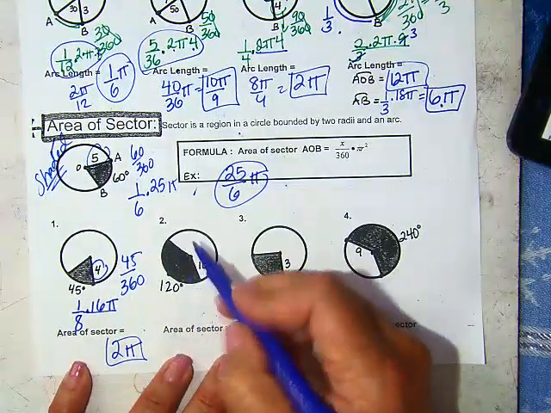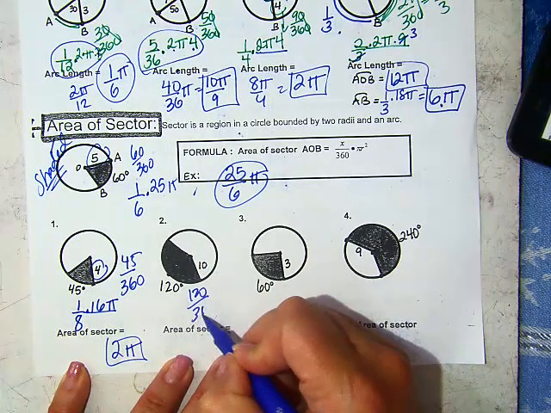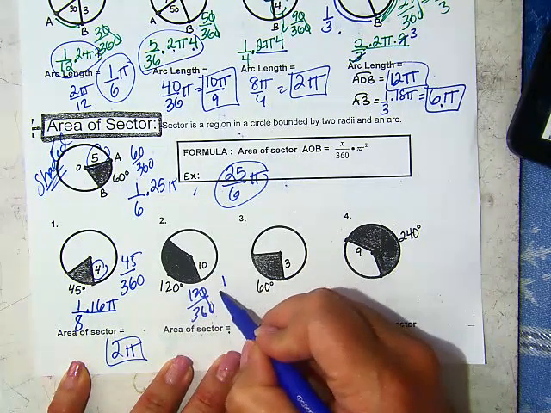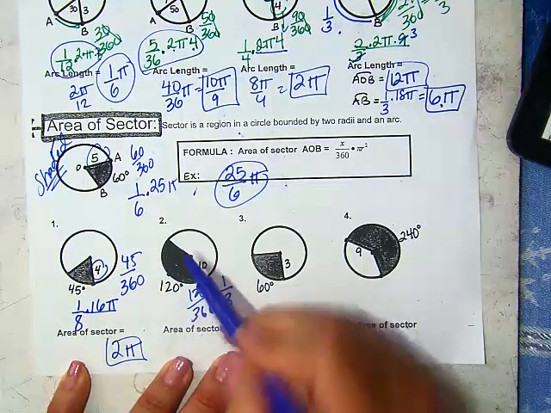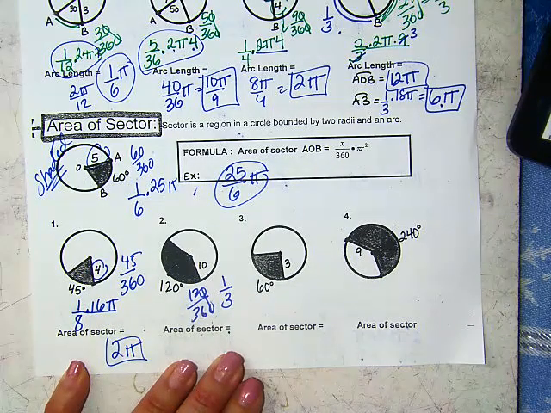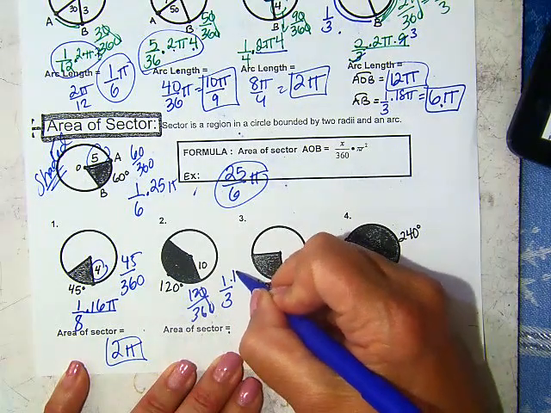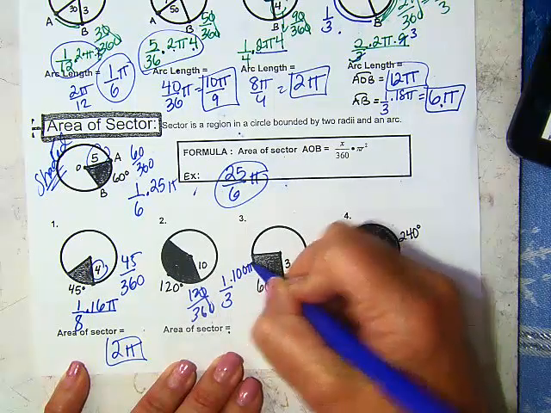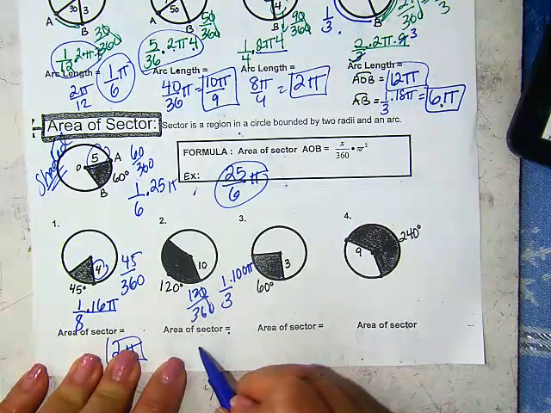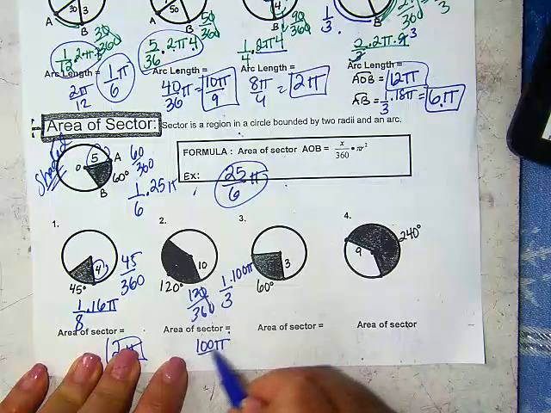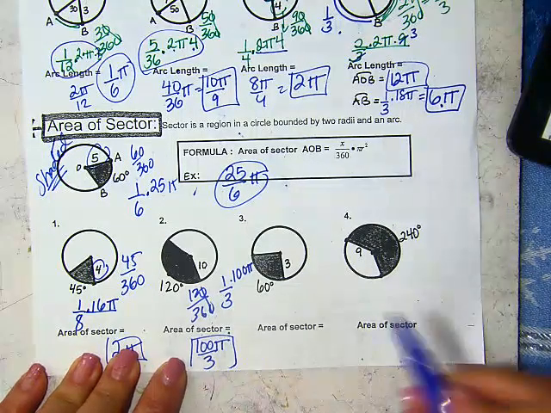This one wants this part. 120 divided by 360 is 1/3. It looks like it's about 1/3 of the circle. And then times 100 pi, because you're squaring it. Remember, area, squaring. So I get 100 pi over 3, and that's my answer.